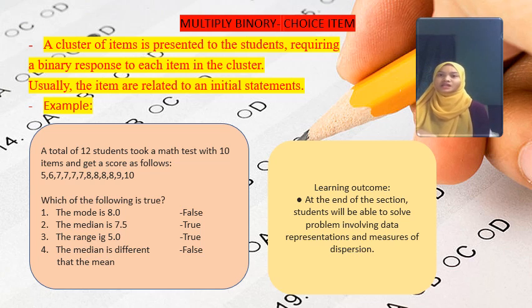For example, a total of 12 students took a mid-test with 10 items and got scores as follows. Which of the following is true? First, the mode is 8.0 and the student answer is false. Second, the median is 7.5 and the student answer is true. From this example, the learning outcome is that at the end of the session, students will be able to solve problems involving data representations and measures of dispersion.